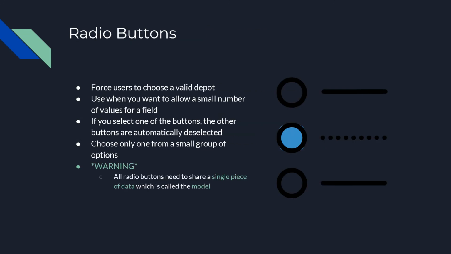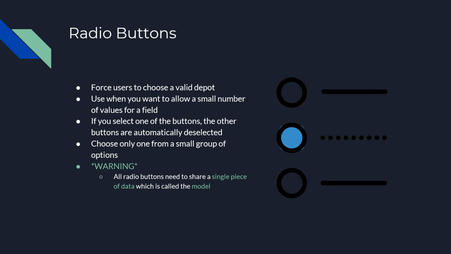The first way to solve ambiguous entry problems would be to use radio buttons. Radio buttons force users to choose a valid dpot, and they are also used when you want to allow a small number of values for a field. If you select one of the buttons, the other buttons are automatically deselected. As shown in the picture next to the description, when the blue button is selected, the buttons above and below are not selected. So we can choose only one from a small group of options.